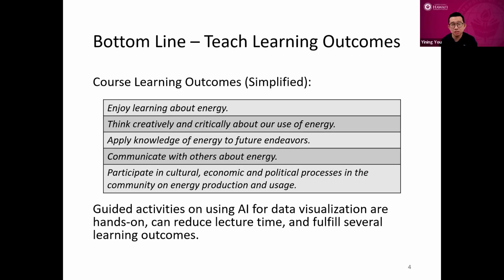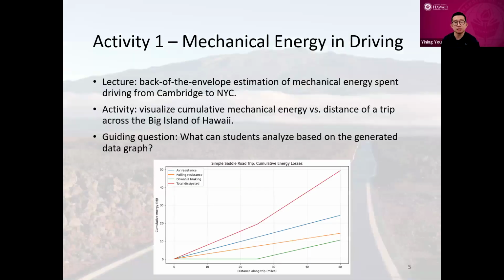There are 5 learning outcomes I laid out here. And I believe, of course, that's not all of the aspects of teaching for data visualization, but guided activities on using AI for data visualization can at least, I would say, fulfill at least 3 of the 5 learning outcomes. So the learning activity is relevant to the coursework. So now let's go into the details about several examples of how I utilize AI for data visualization.